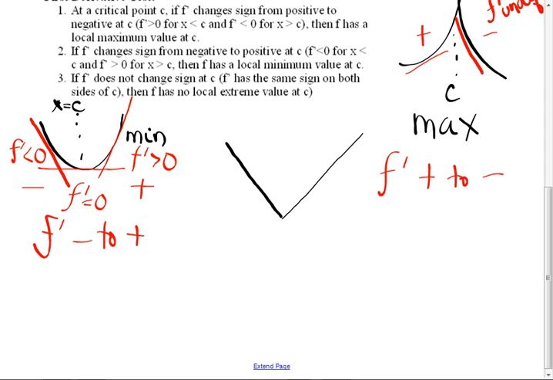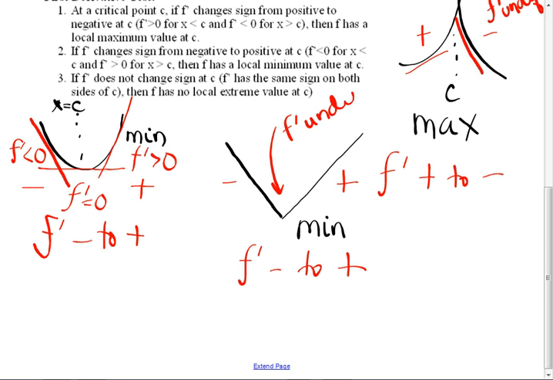Okay, there's your absolute value function. This is a minimum. What's true about the slope on the left side? It's negative and it's positive. So f prime goes from minus to positive. But f prime here is undefined. It's a place I'm going to look to see if I have a max or min.